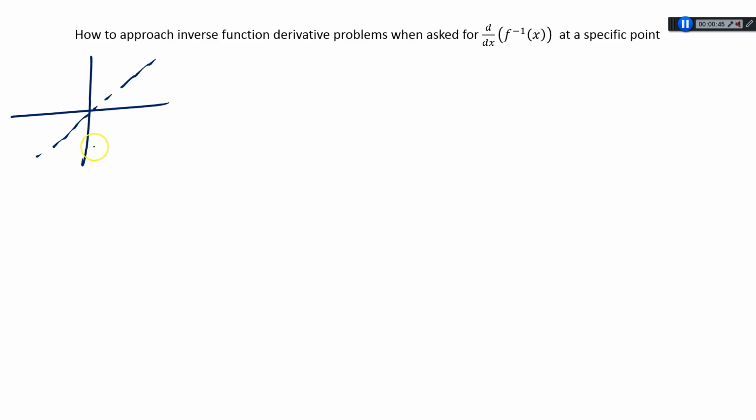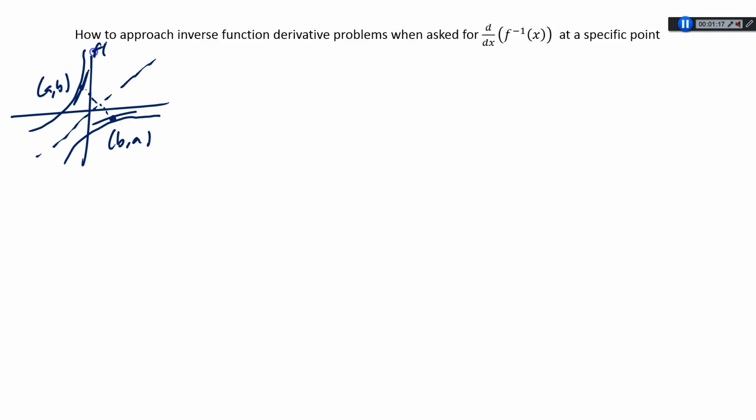y equals x. So if the original function looks something like this, maybe, the inverse would look something like this, right? So the whole idea is if I know the slope of the original function at a certain point, the buddy point on the other function, so the reflection over the line y equals x, the slope there is going to be the reciprocal of the slope right here. So if the point here is (a, b), this point over here is (b, a).